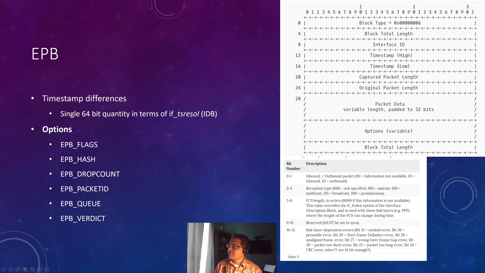There's obviously a timestamp, and the timestamps high and low together are a 64-bit quantity in terms of a TS resolution, which is defined by the interface description block. Now, that's a little bit of a departure from the previous generation, because previously we used to have 32 bits of seconds and then 32 bits of higher resolution timestamp. But now it's just a 64-bit quantity defined in terms of interface TS resolution. So even though it looks like two values here, high and low, they're really one timestamp in PCAPNG.